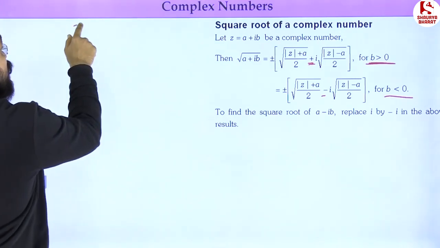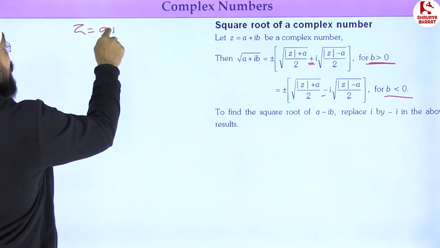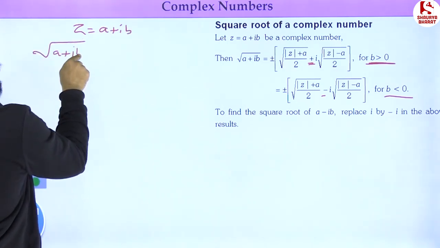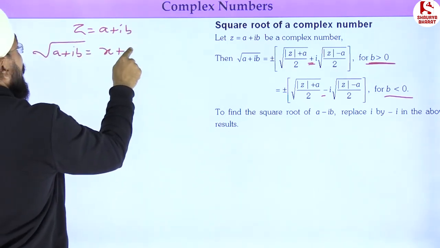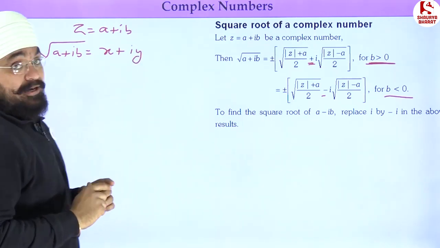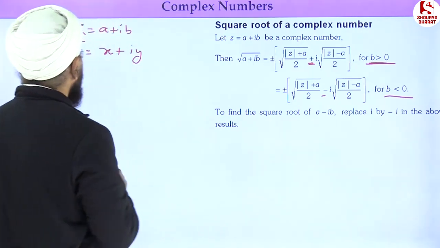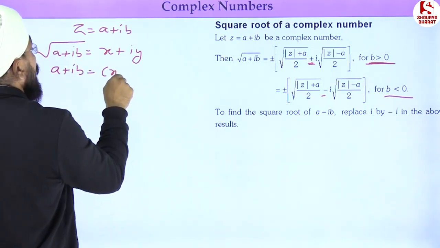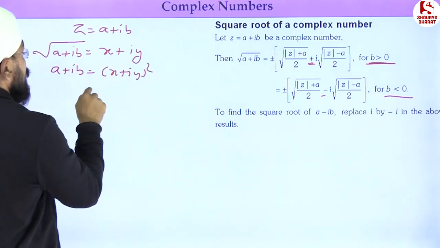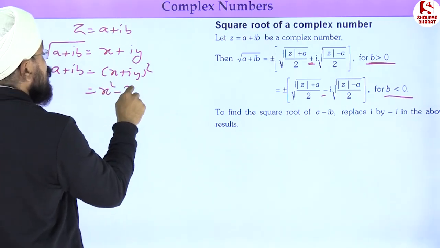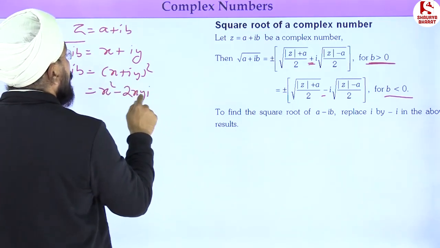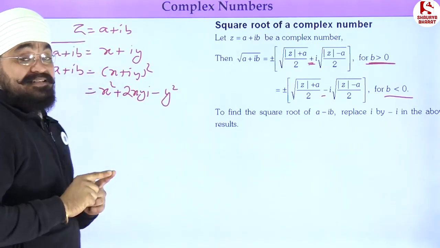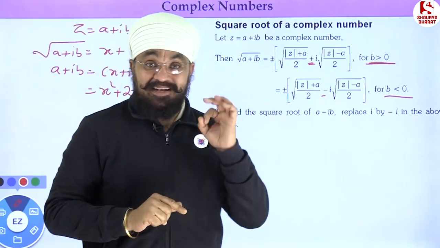We have this complex number a plus iota b, and I want to find its square root. So let the square root be x plus iota y, and I want to get the values of x and y. So we'll write a plus iota b equal to x plus iota y whole square, which will become x square plus 2xy iota minus y square. Why did this minus come? Because iota square is minus 1.